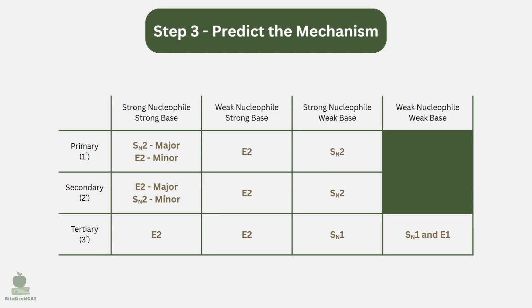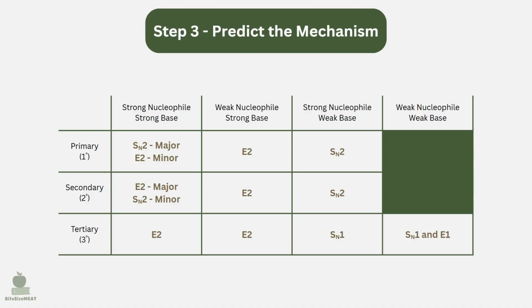Now, what happens if we have a strong base, weak nucleophile with a tertiary substrate? Then we have an E2 mechanism. Again, don't memorize this, but seek to understand it. If we have a strong base, we will have an elimination product of some sort. If we have a strong nucleophile, we will generally follow a substitution reaction.